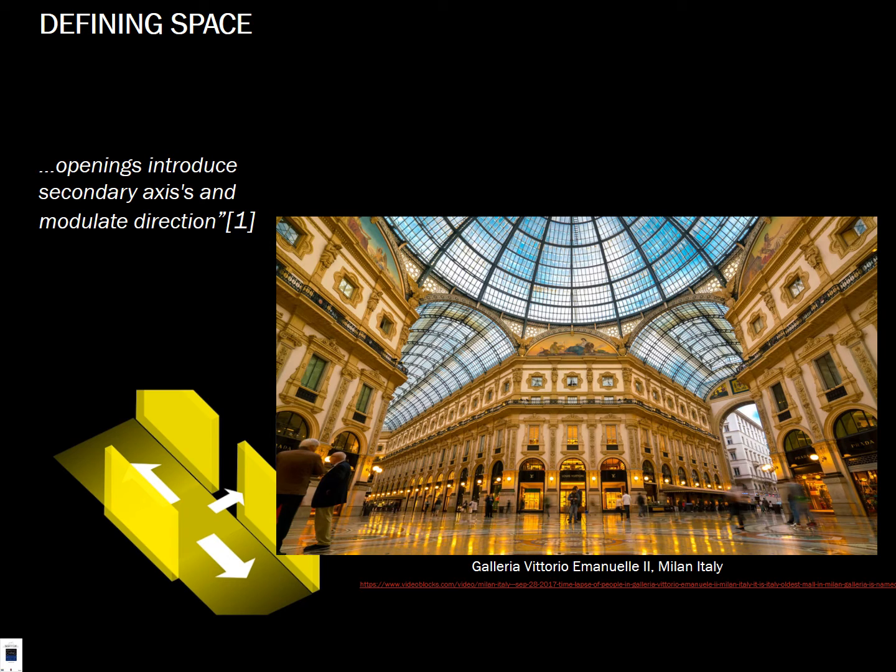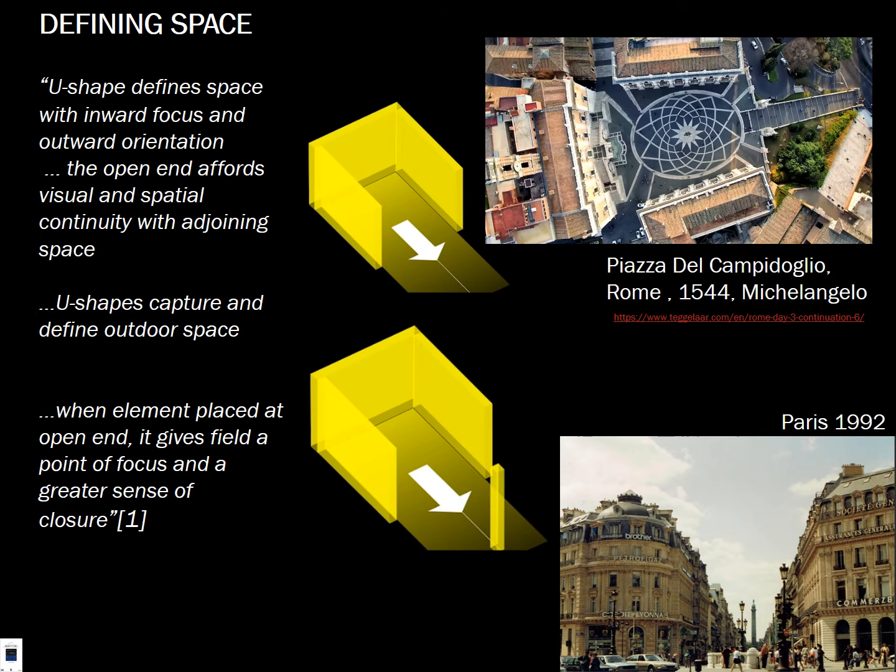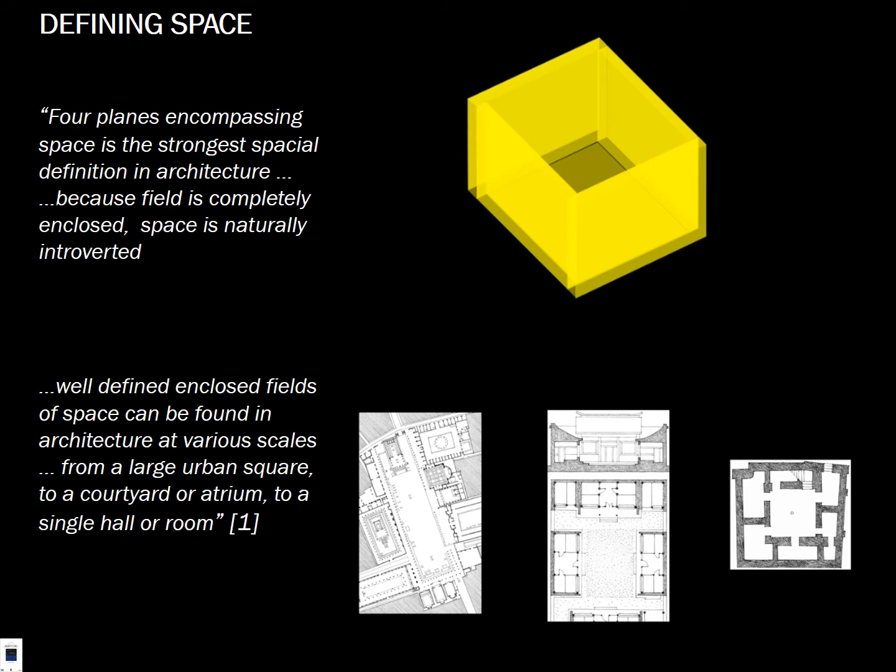But you can see how this space is defined with these planes. If you put three walls together and make a pocket, it kind of captures that space. If you put something for it to focus on when you're in it, looking out, like an obelisk, then that can certainly enhance that space and give a greater sense of closure. And of course, four planes, walls, define a well-defined, enclosed space.